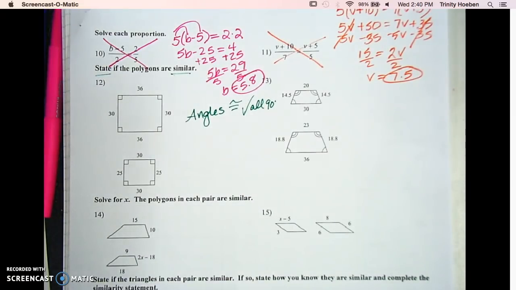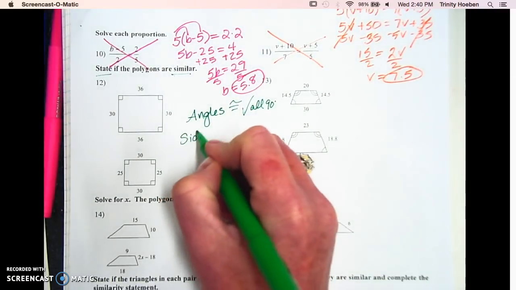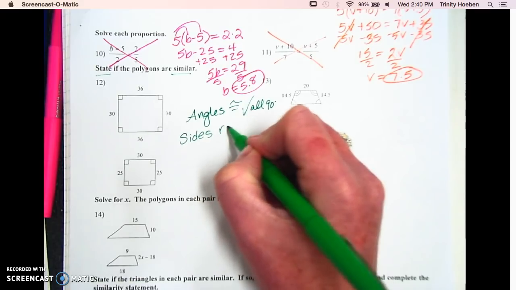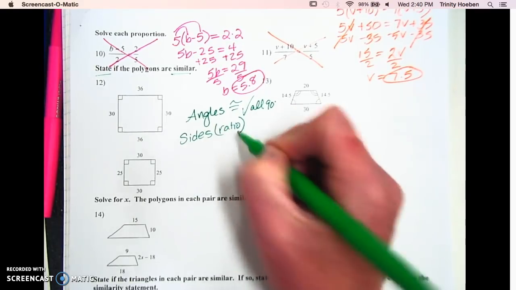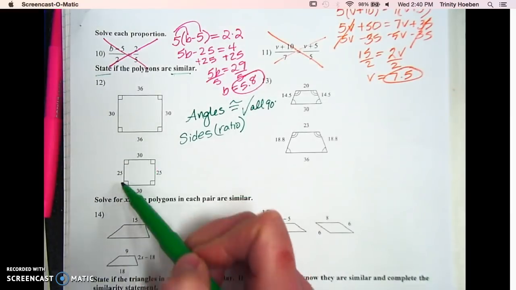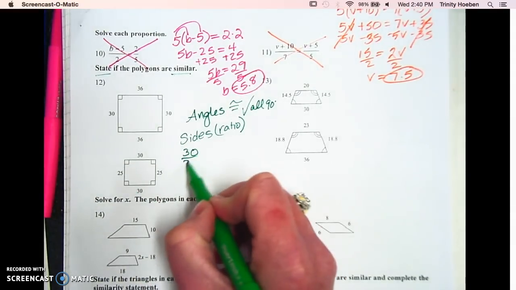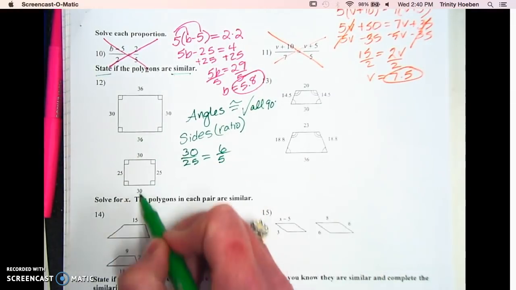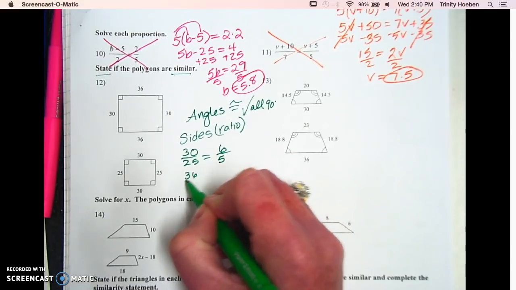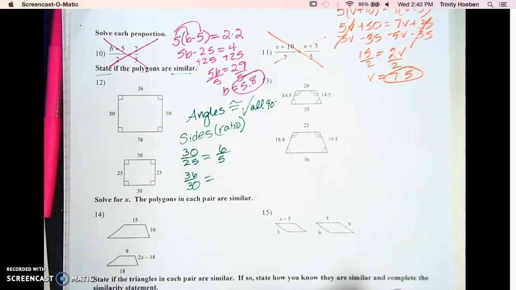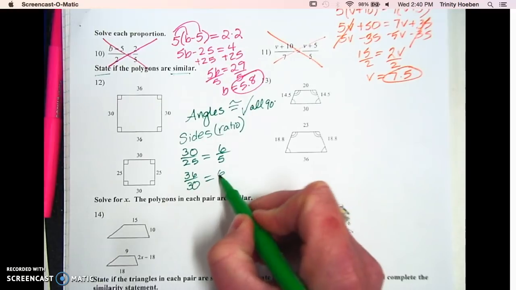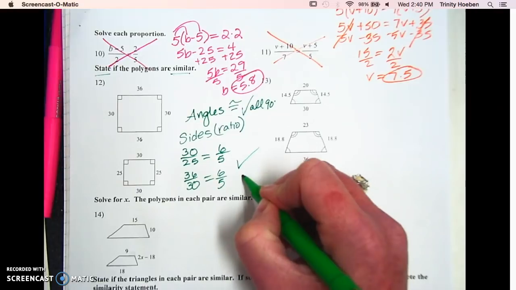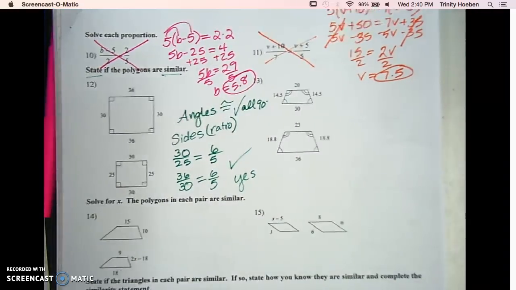Then we need to check the sides and see if the sides are not congruent, but proportional, if they have the same ratio. Okay? So I'm going to do this side to this side, which is 30 to 25, and reduce it. That reduces all the way to 6/5. Then I'm going to do this side to this side, which is 36 to 30. We should get the same ratio when we reduce it, and we do. We get 6/5 as well. So we say, yes, they are definitely similar.